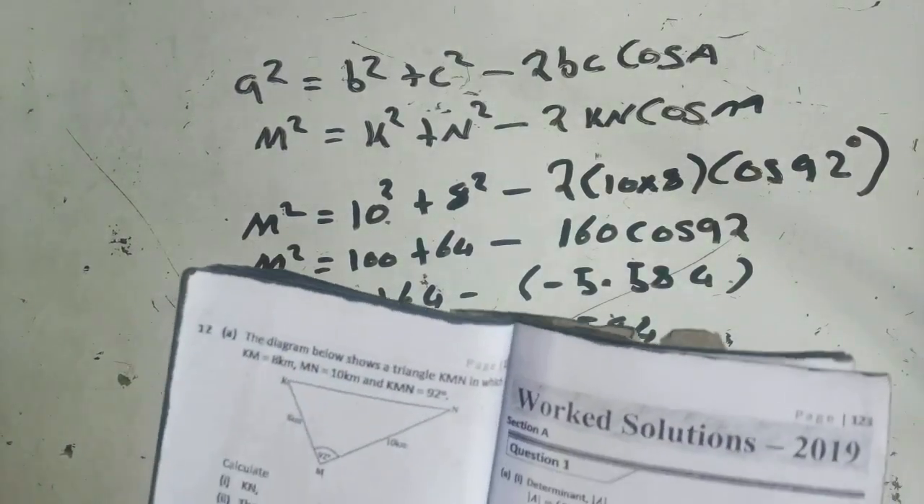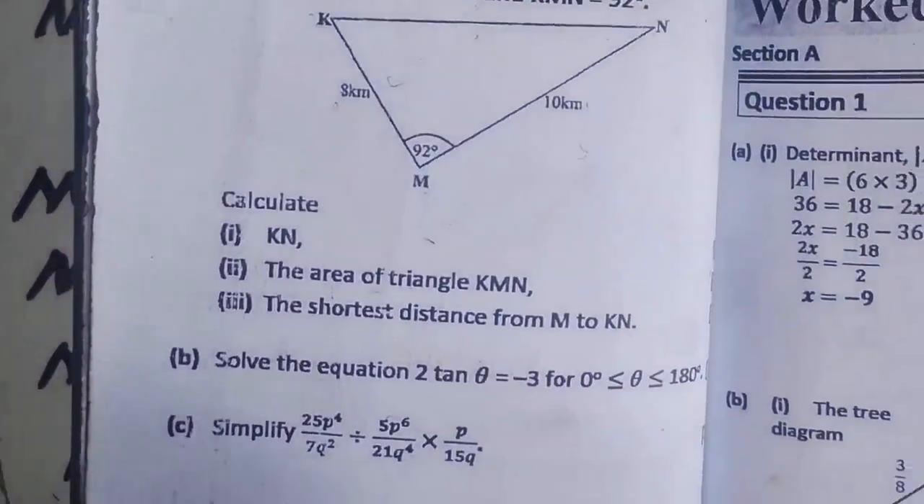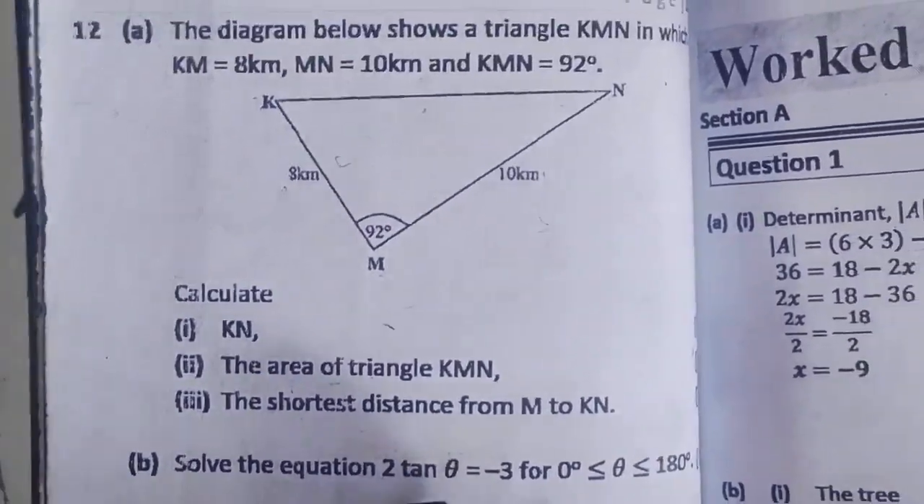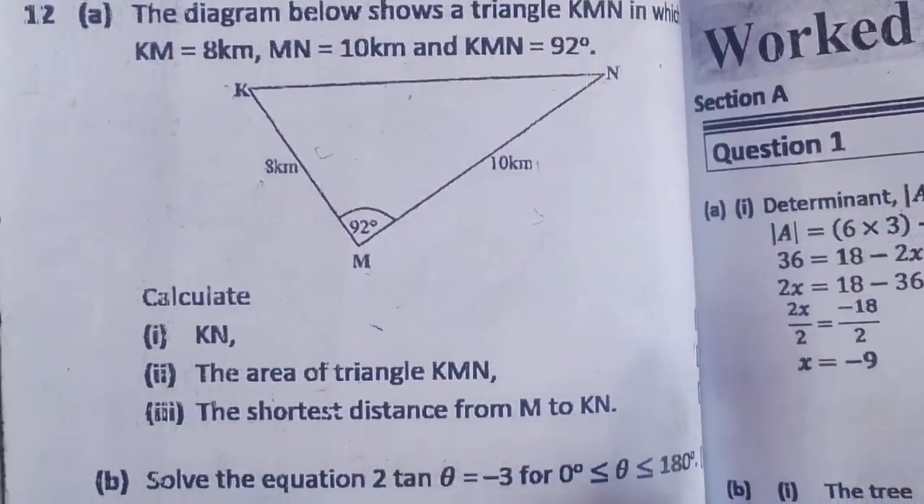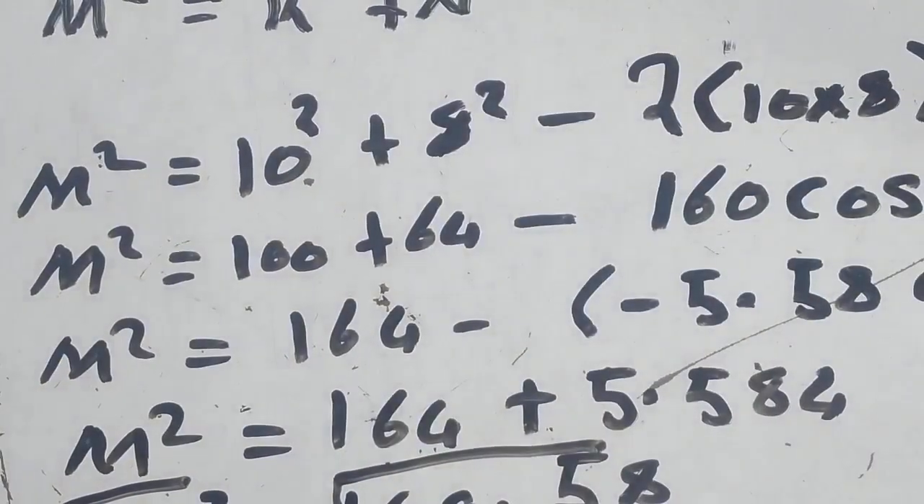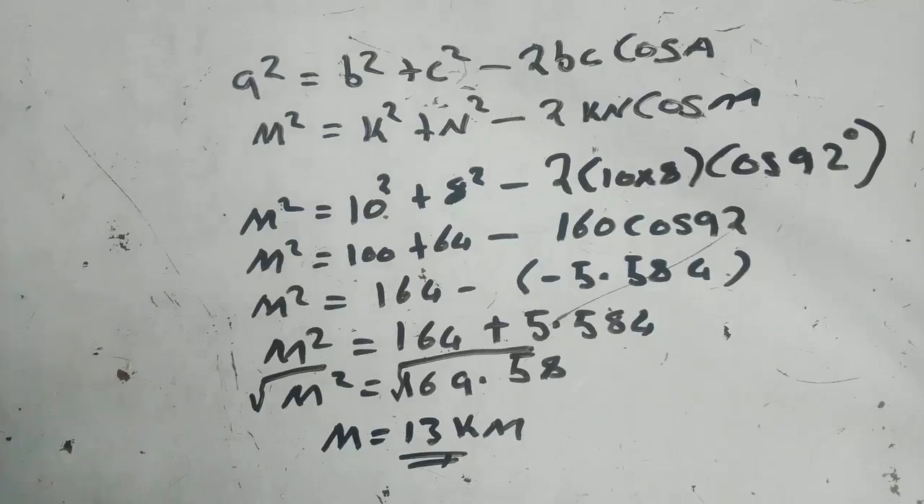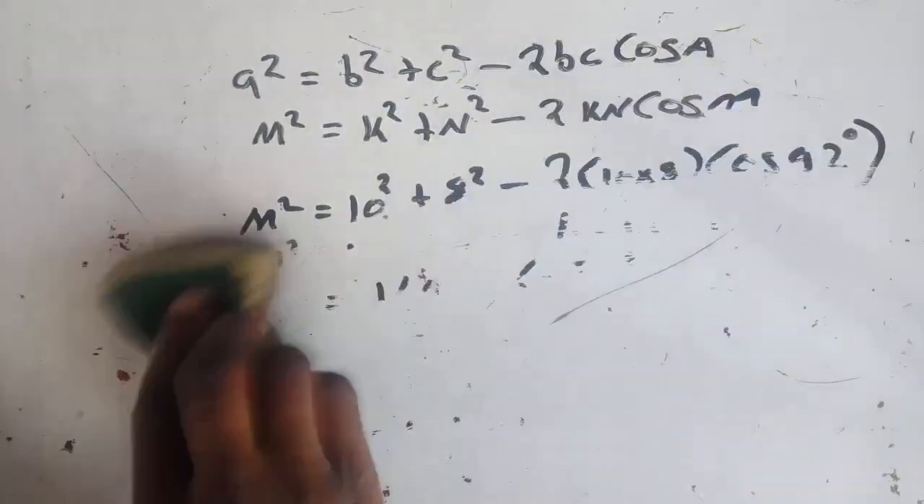So this is question 2. Question 2 says calculate the area of the triangle KMN. So how can you calculate the area? Let's just create space. The area of a triangle is given by this formula.